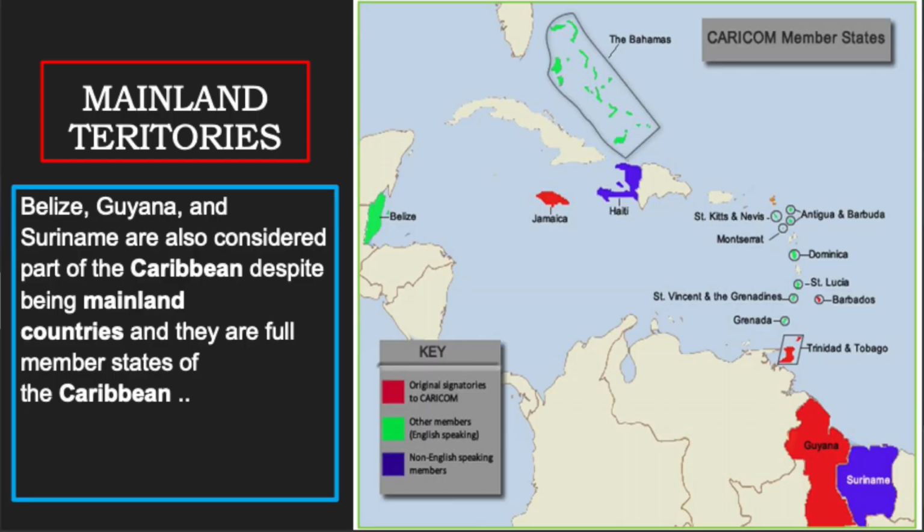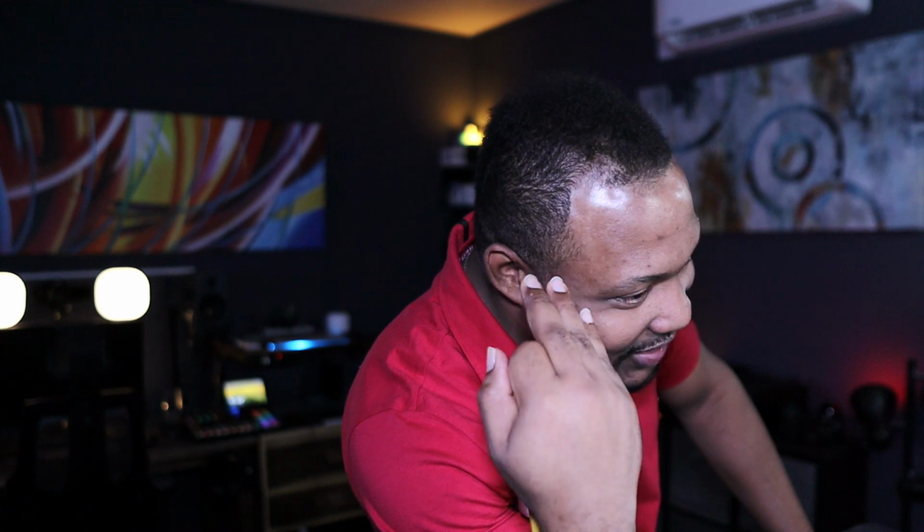You following? And because they are on the mainland of Central and South America, we call them mainland territories. Belize, Guyana, and Suriname. Following so far? Are you okay with that? Yes, sir. Very good. They are also CARICOM member states.